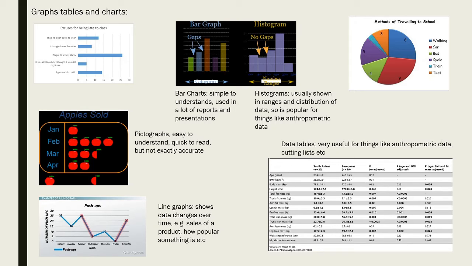So typically, the most common ones that will come up in your exams are probably histograms and data tables, but it's just important to make sure you can understand what the others are and how they're used and what the benefits are. The most accurate ones you can have are data tables, line graphs and histograms. The most common ones to come up will probably be histograms and data tables.